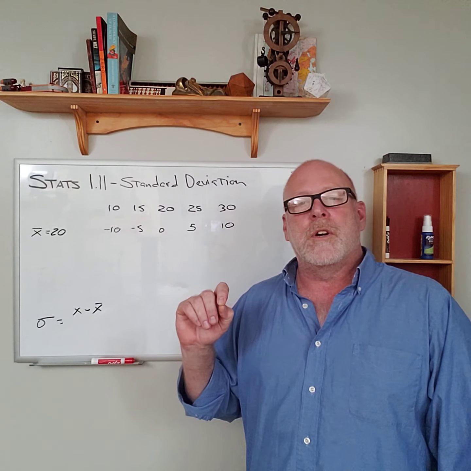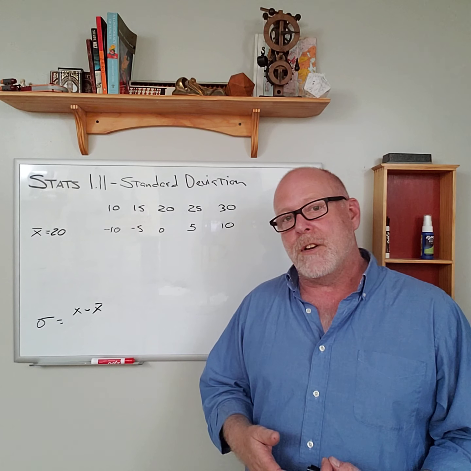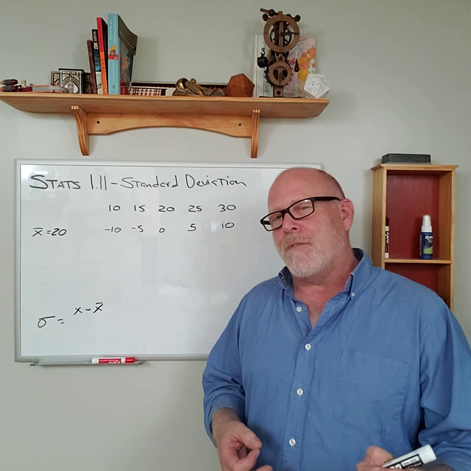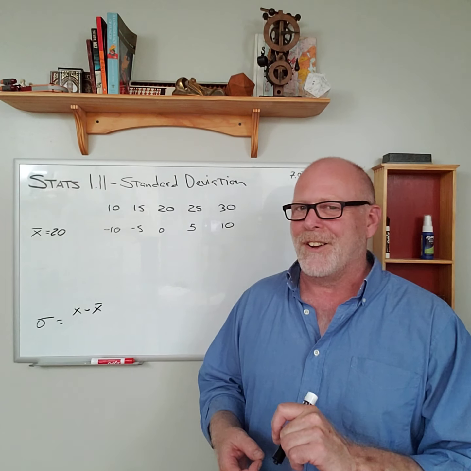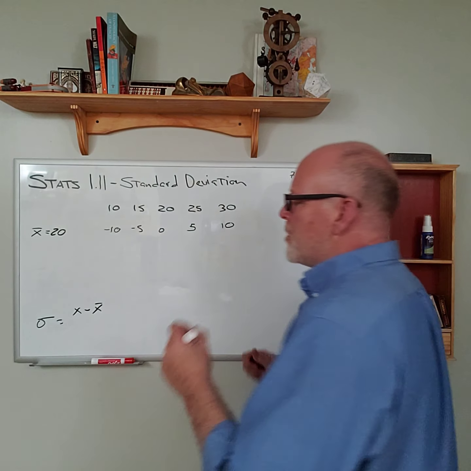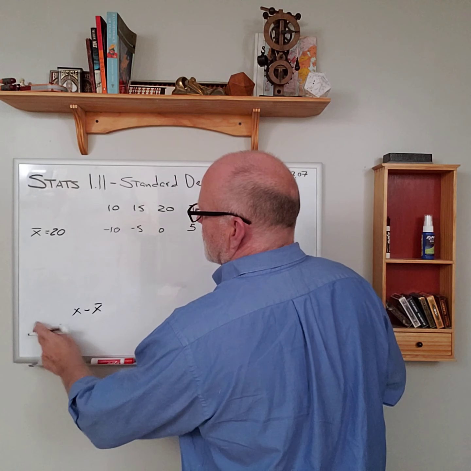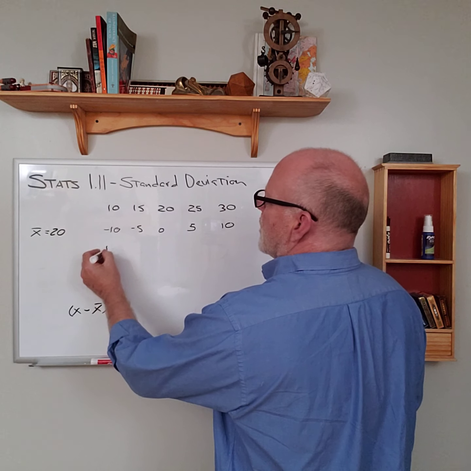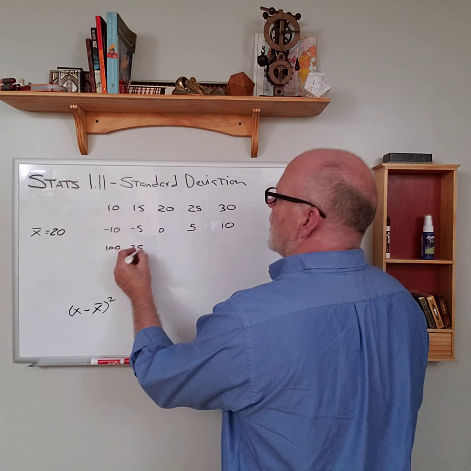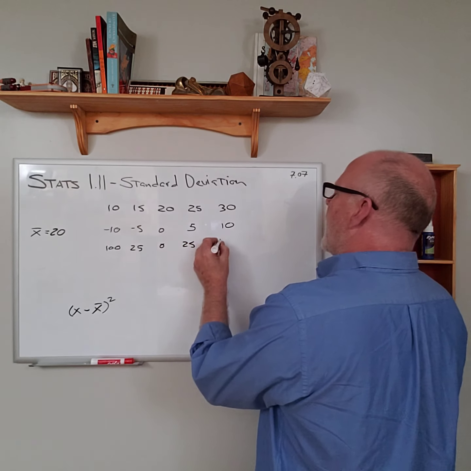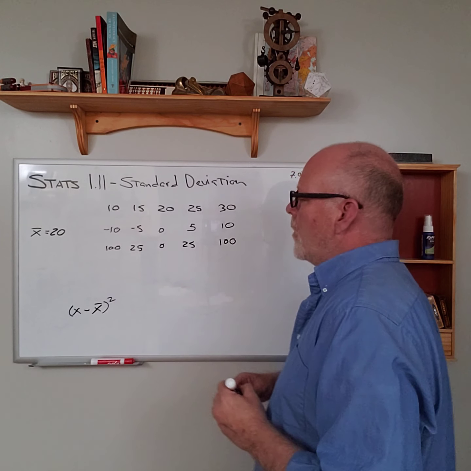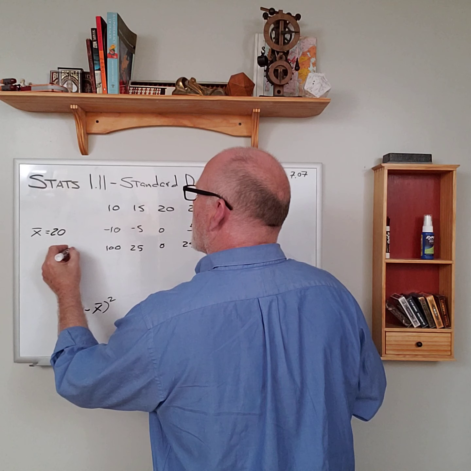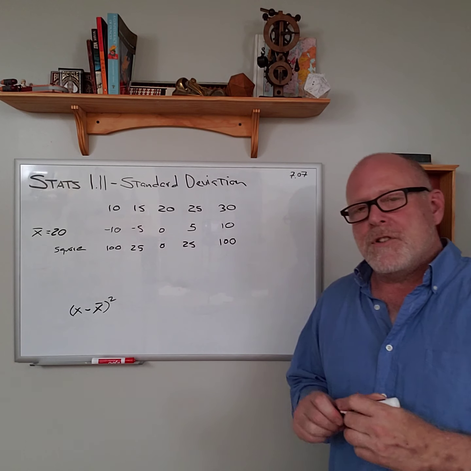Now what we're going to do is standardize those. That's how we get the standard deviation. And the way we're going to do that is to square them, and then average them, and then square root the result. Okay, so square each of these numbers first. Each of these x minus x bar, we're going to square that. Negative 10 squared is 100, 5 squared is 25, 0, 25, and 100. Okay, so we're squaring them. And then we're going to average them all together.